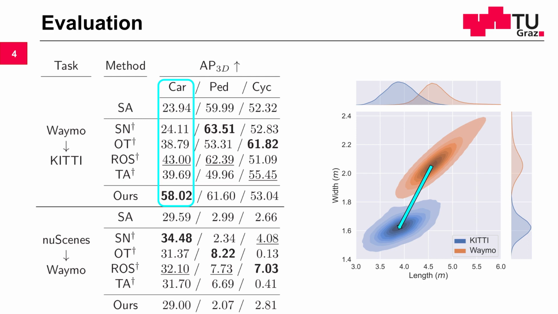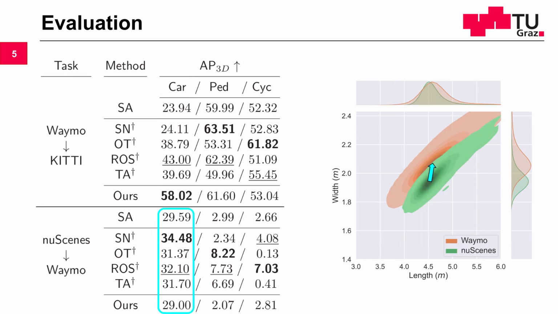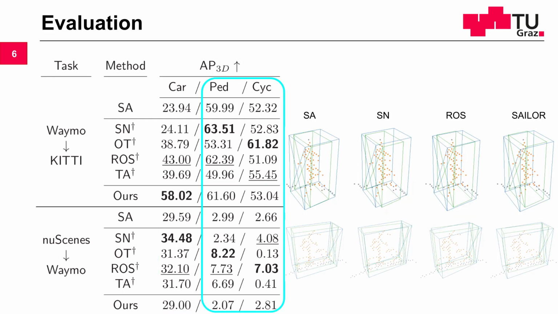In our evaluation, we report substantial gains in cases where the object size bias is large. In the Waymo to KITTI case for the class car, we improved the baseline roughly 2.5 times and show better performance than all weakly supervised methods. In cases where the two datasets share similar anchors, such as nuScenes to Waymo, there is not much to optimize with Sailor. However, it is important to note that in such cases, Sailor does not degrade the results. We report similar findings for other classes.